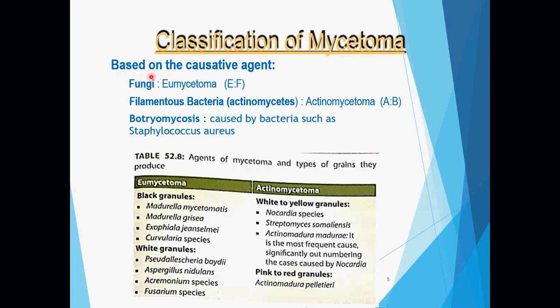First is mycetoma caused by fungi. It is known as eumycetoma. And second is mycetoma caused by filamentous bacteria, that is actinomycetes. It is known as actinomycetoma. You can remember it like this: EF, eumycetoma caused by fungus, and AB, actinomycetoma caused by bacteria. Botryomycosis is a rare third type of mycetoma caused by bacteria such as Staphylococcus aureus.